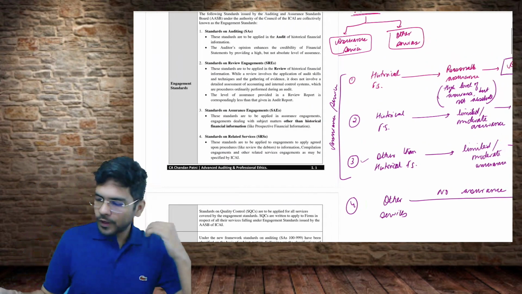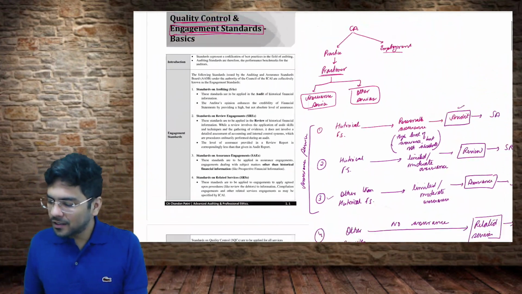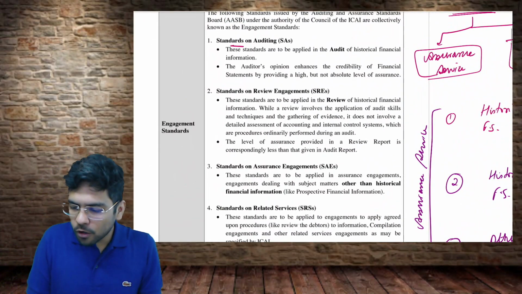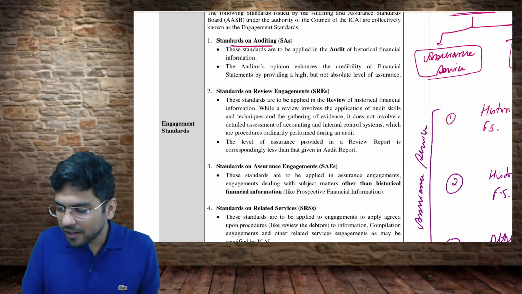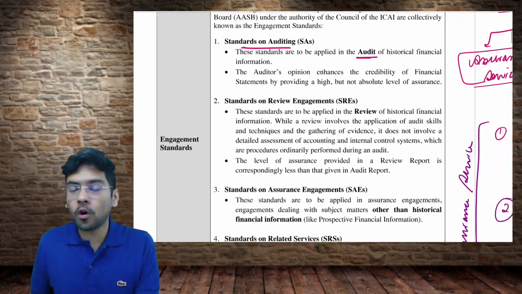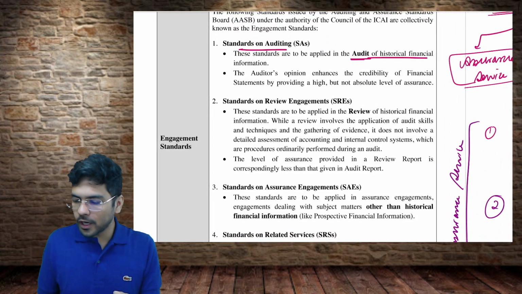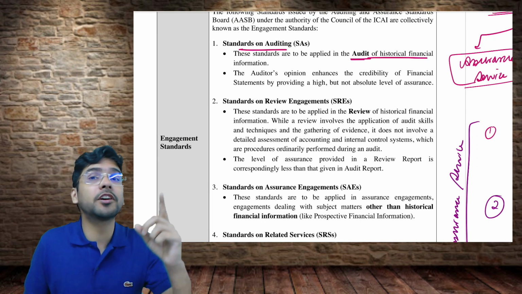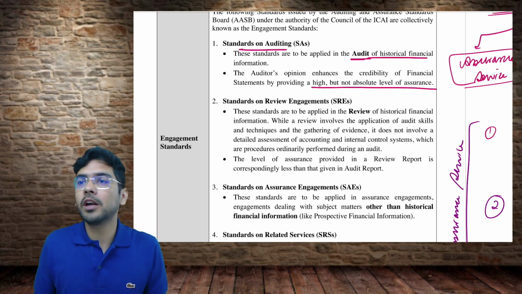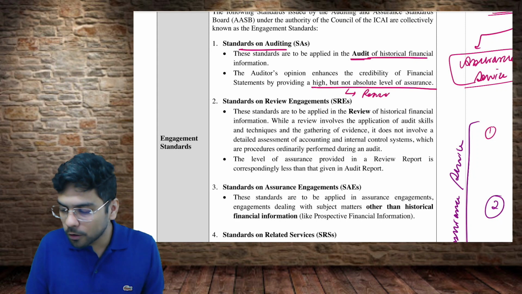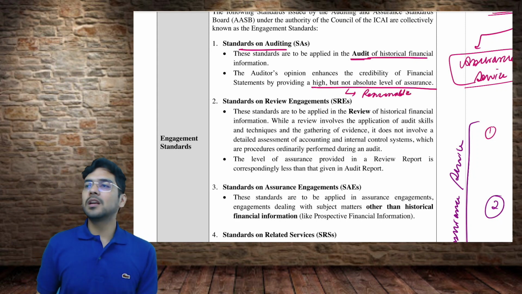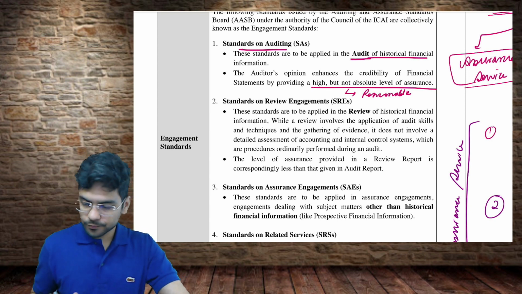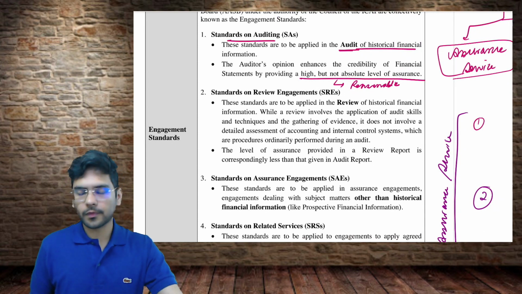Now, let's quickly read the four topics that I have just taught you. I have mentioned it in the notes also. So what is standard on auditing, guys? Will be quick here. It says these standards are to be applied in audit of what? What was the subject matter? Historical financial statements. And the auditor's opinion enhances the credibility of the financial statements by providing what kind of assurance? High but not absolute level. So what do we call this type of assurance? If you want, you can write also. We call it reasonable assurance. Are you all okay with this?